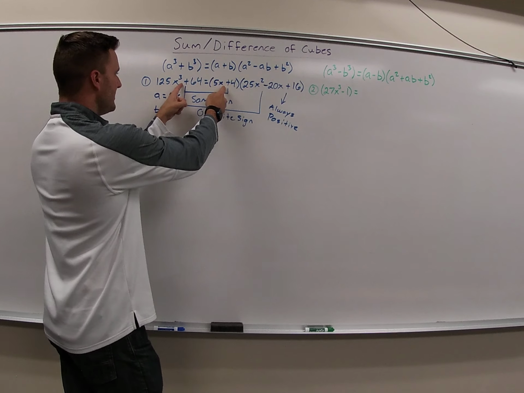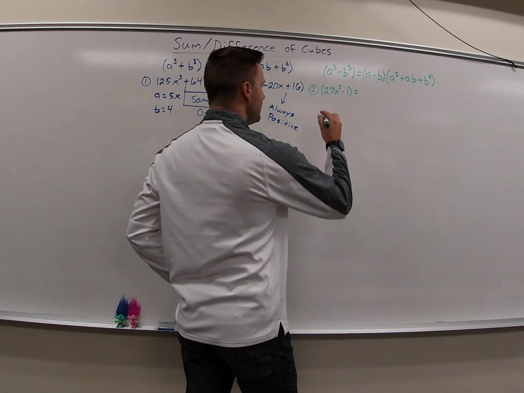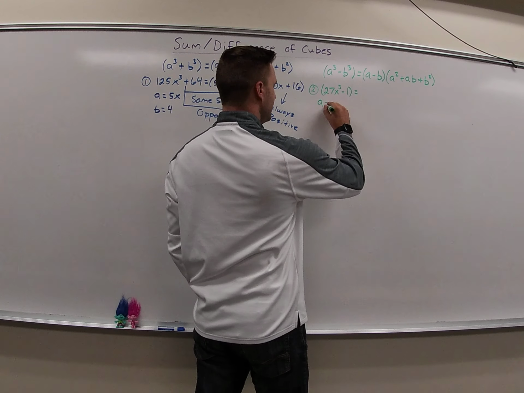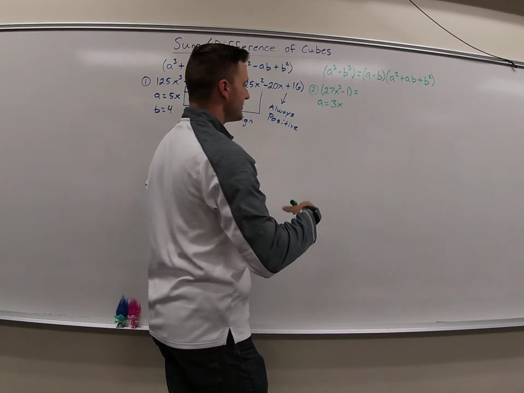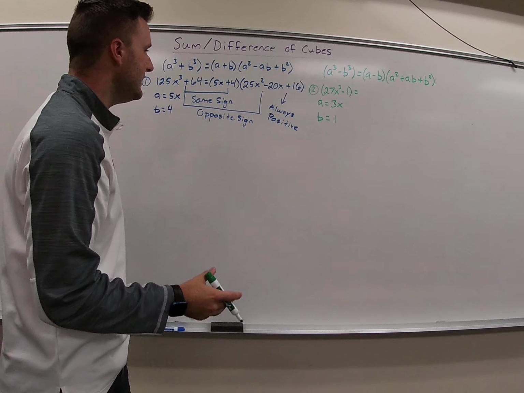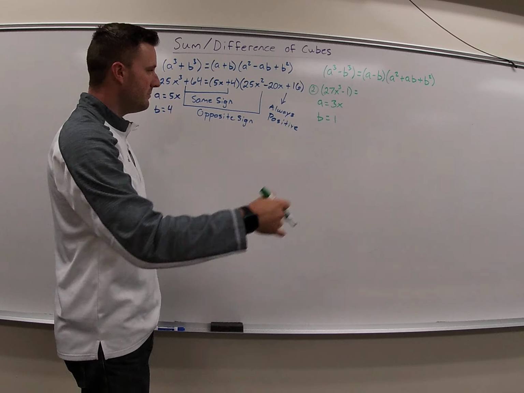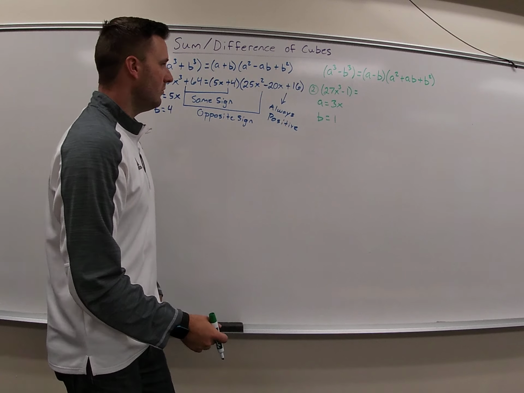Let's follow the same process here with number 2. So first, what is A and what is B? Notice how they're separated by a minus sign. It's just part of the formula. A is going to be 3x, because 3 times 3 times 3 is 27, and x times itself 3 times is x to the third. Now B, be careful, B is 1, not a negative 1. The minus is part of that formula. So B is 1, and 1 times 1 times 1 is also 1.